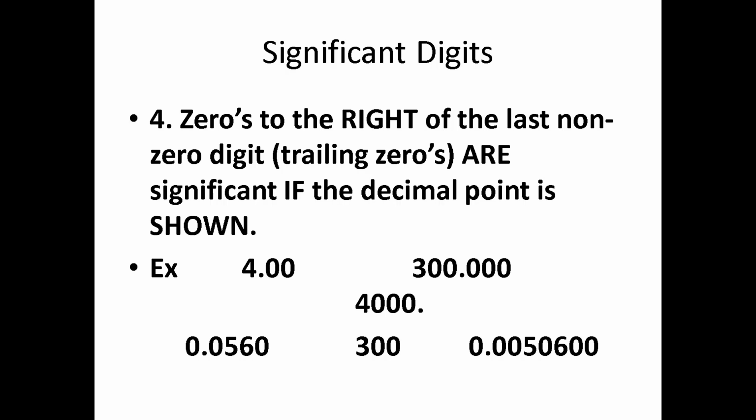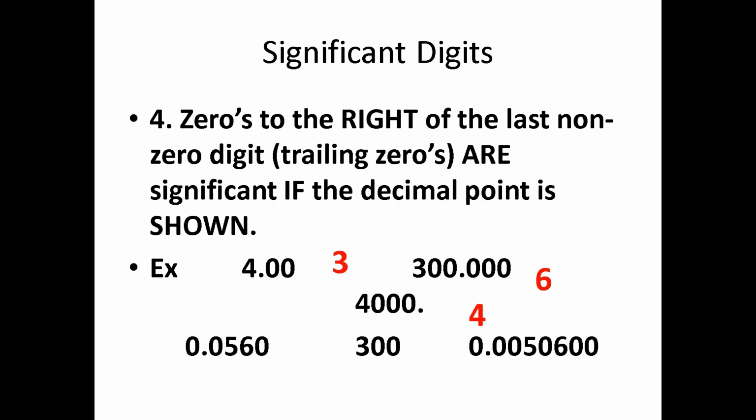Okay, so on these examples, 4.00, I see the decimal point, so I count the zeros, so there's 3. 300.000, I see a decimal point, so there's 6. 4,000 with a decimal point is 4. 4,000 without a decimal point would be 1. So that decimal point makes a difference there.